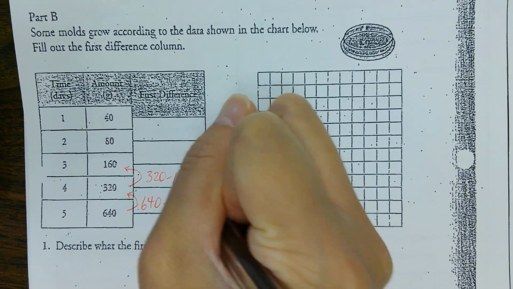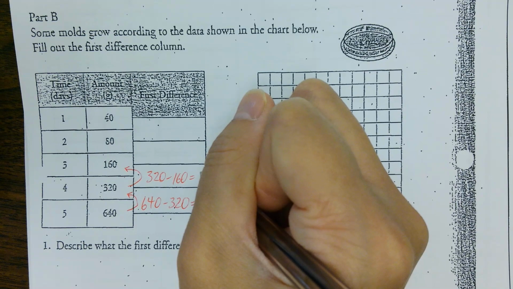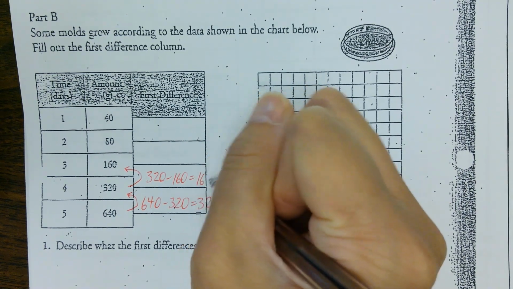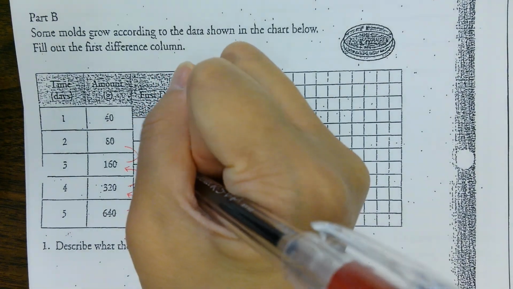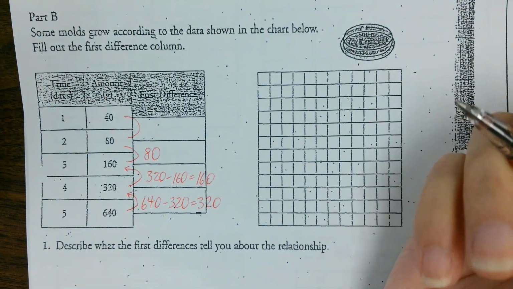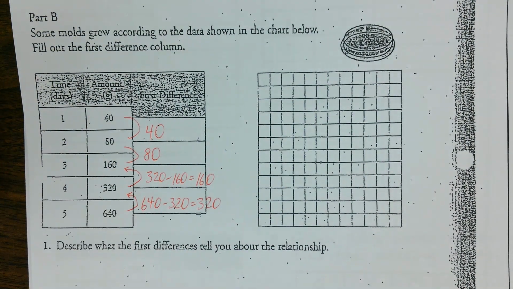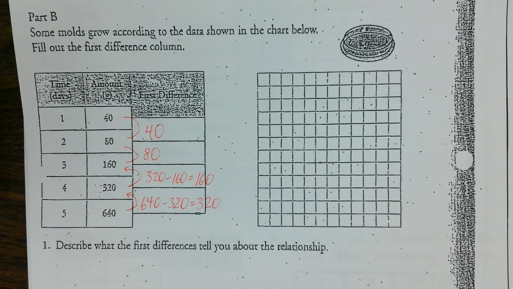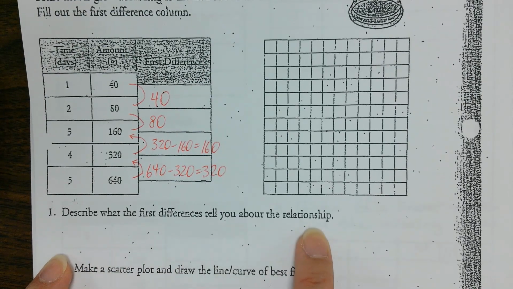320 minus 160. Addition? 160. Yeah. 160 minus 80. 80. 80 minus 40. 40. Okay. Looking at this right here, I see a pattern. But do we care about patterns? No, we care if it's the same or not. So, describe the first difference. What it tells you about the relation.